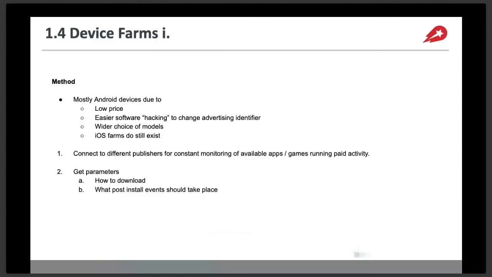Wider choices of models, but iOS farms do still exist. Again, they connect to publishers, with constant monitoring of available apps or available paid activity to run their ads and get the CPIs. Often the network's not complicit in this, it's just very difficult to find out. And they will try and populate parameters, but this is where they can be found out, as they are not very good at it. If they're very clever, they can run matrices to use artificial intelligence to try and get an idea of what parameters should be populated. Only if you're spending a lot of money on mobile advertising will this really be a huge impact for you.